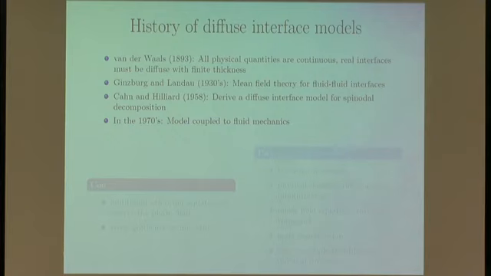Then in the 30s, Ginzburg and Landau derived a mean field theory for fluid-fluid interfaces, and Allen and Cahn and Hilliard then derived a diffuse interface model already without coupling to flow dynamics. And since the 70s, these models are also coupled to hydrodynamics, where you account for flow in the two fluids.